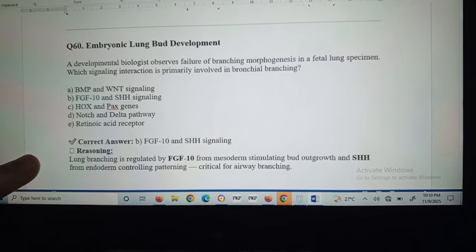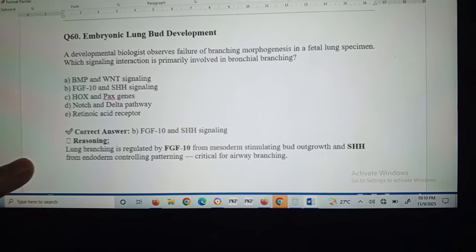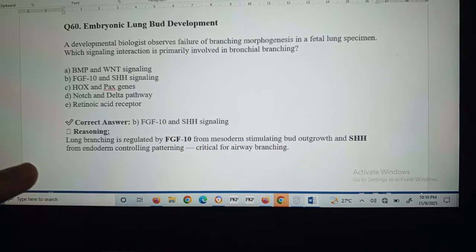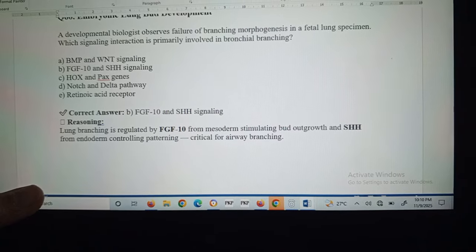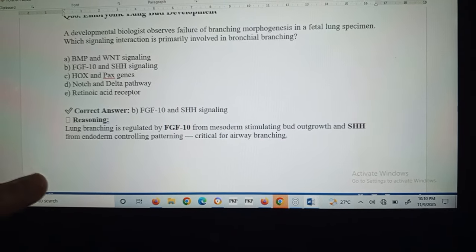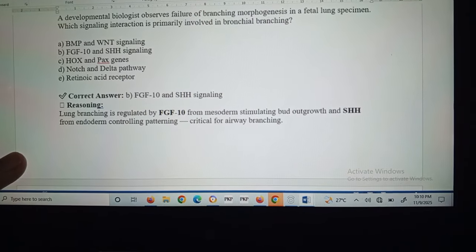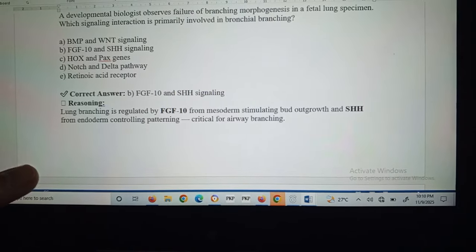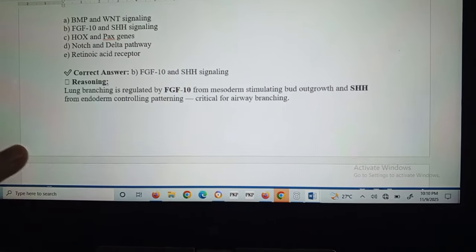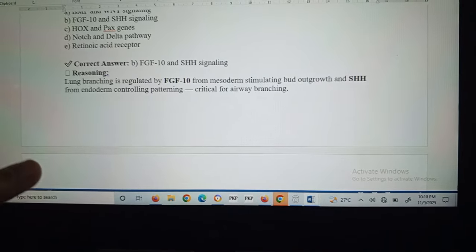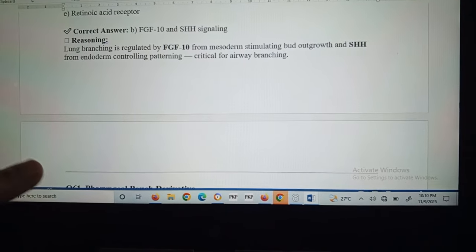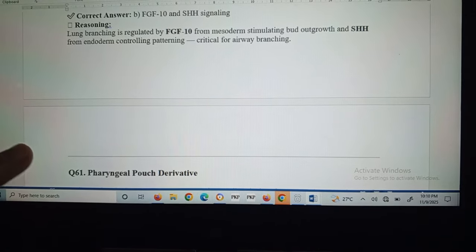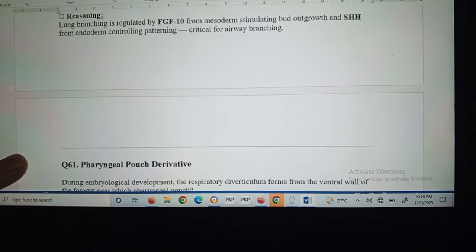Question number 60. A developmental biologist observes failure of branching morphogenesis in a fetal lung specimen. Which signaling interaction is primarily involved in bronchial branching? FGF10 and SHH signaling. Lung branching is regulated by FGF10 from mesoderm stimulating bud outgrowth and SHH from endoderm controlling patterning, critical for airway branching.